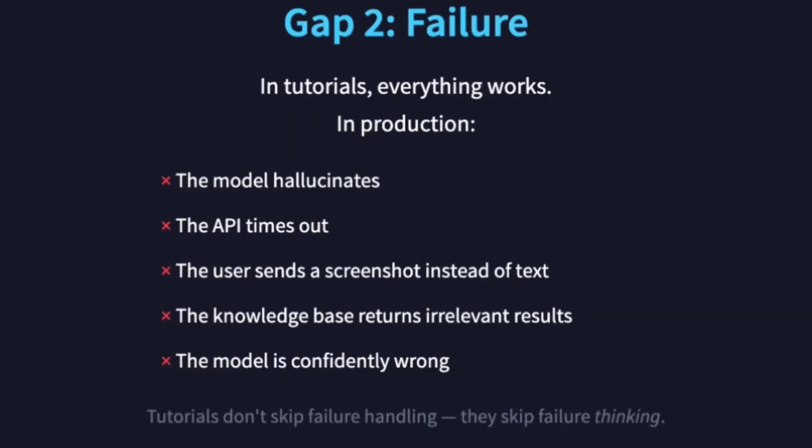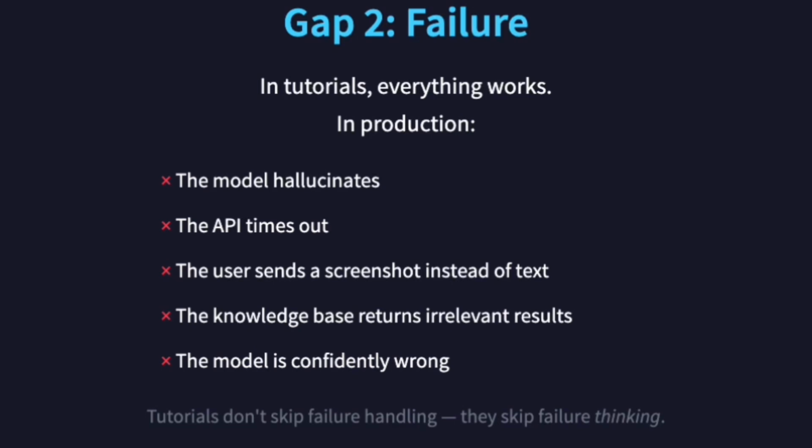The second gap is failure. Now, this one is a sneaky one, because in a tutorial, everything works, because that's the whole point of a tutorial, right? Inputs are clean, your API is always available, the model will return exactly what you would expect. But in production, nothing works all the time. The model would hallucinate, the API times out. The user would send the input in a format that you didn't even anticipate.